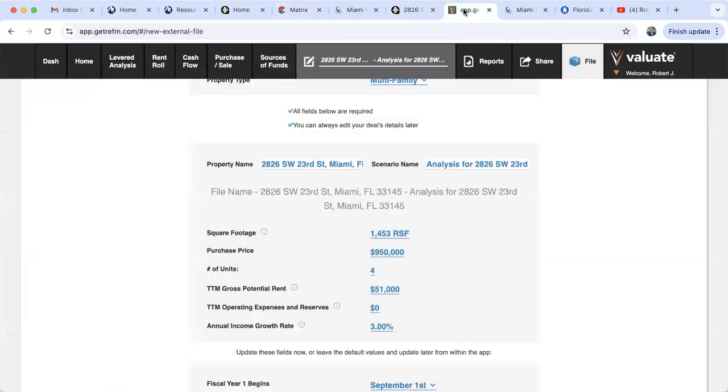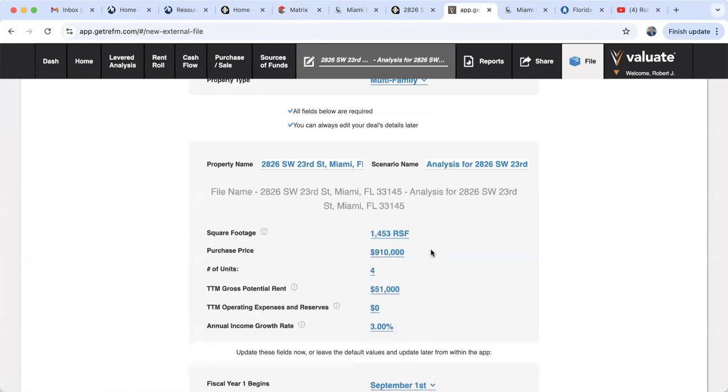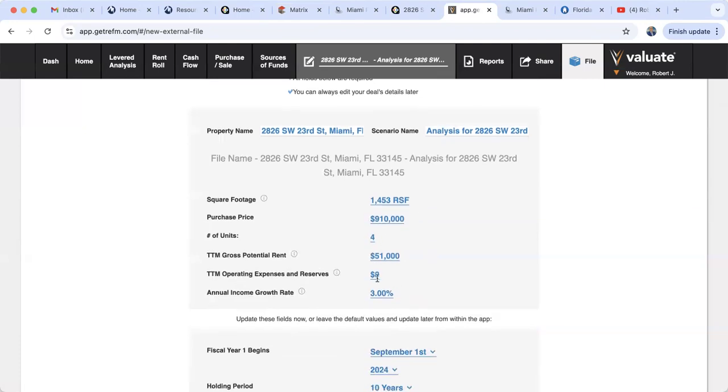Let's go ahead and offer $910,000. Of course, guys, more studies need to be made. This is just for class purposes, but you're gonna do your due diligence. All right, so $910,000, a 4 unit. $51,000 is our income. Now, what are our expenses on this property?